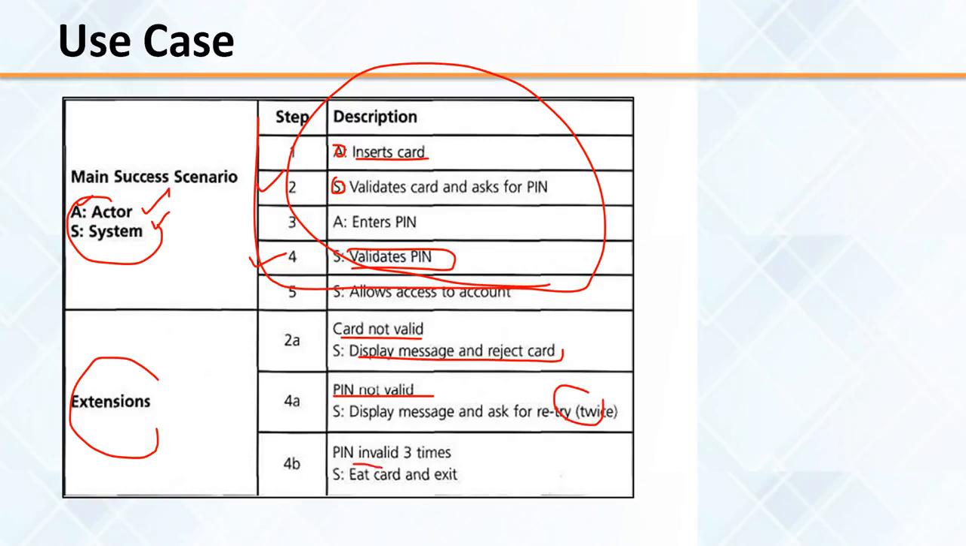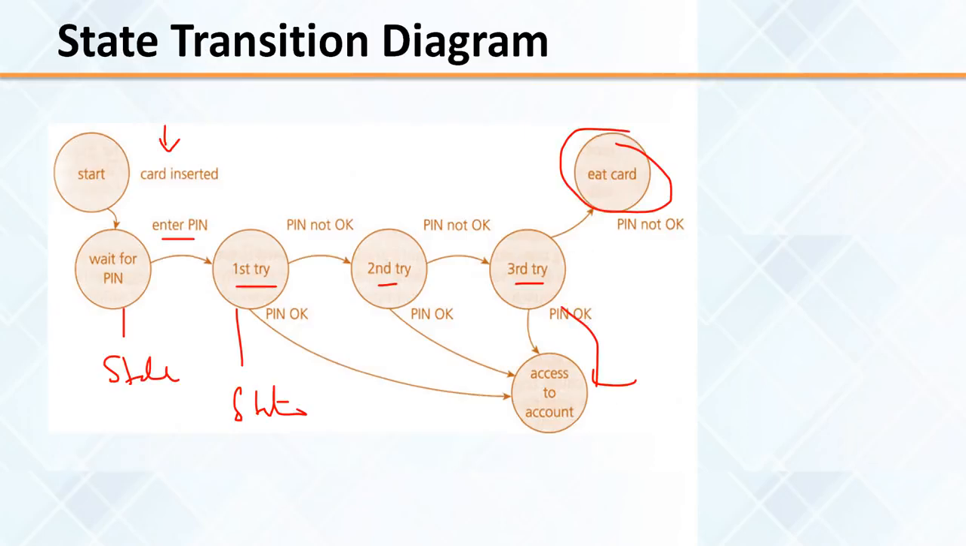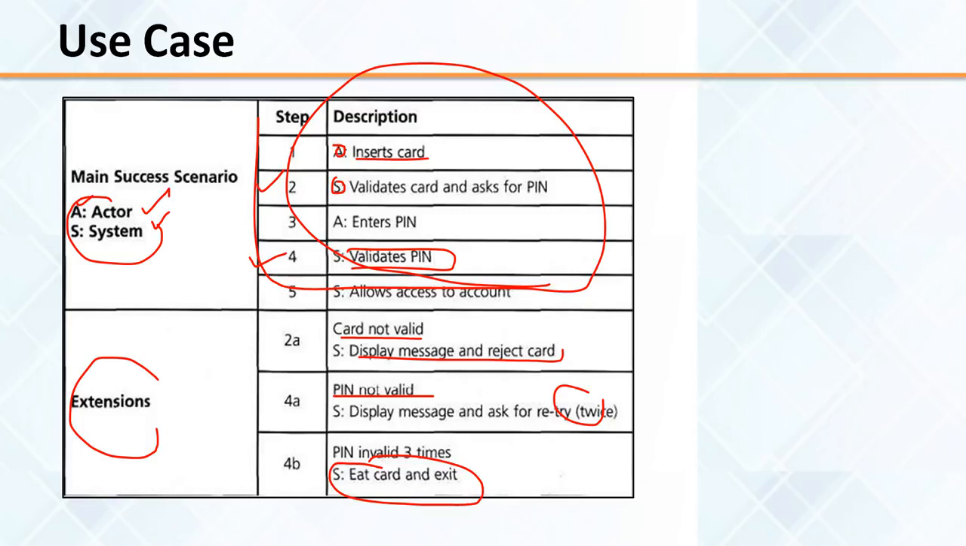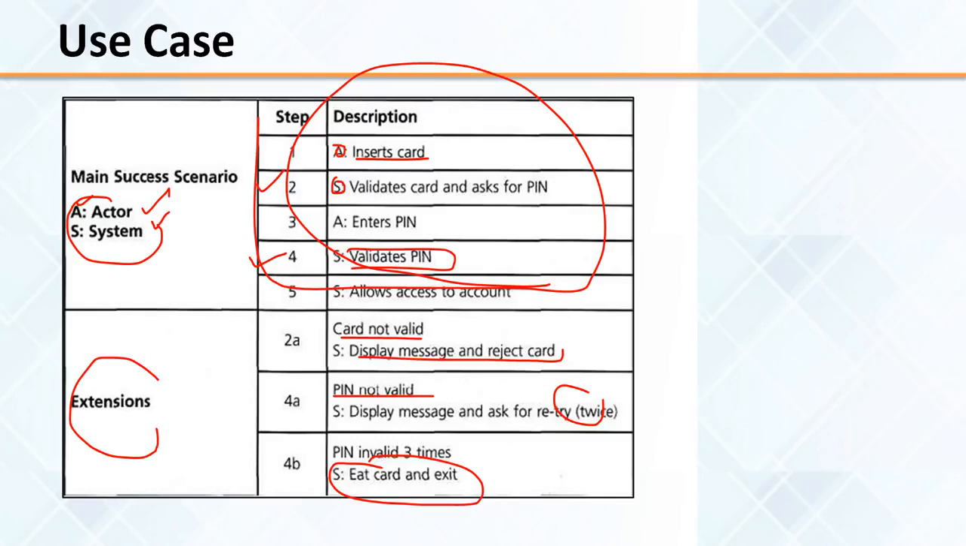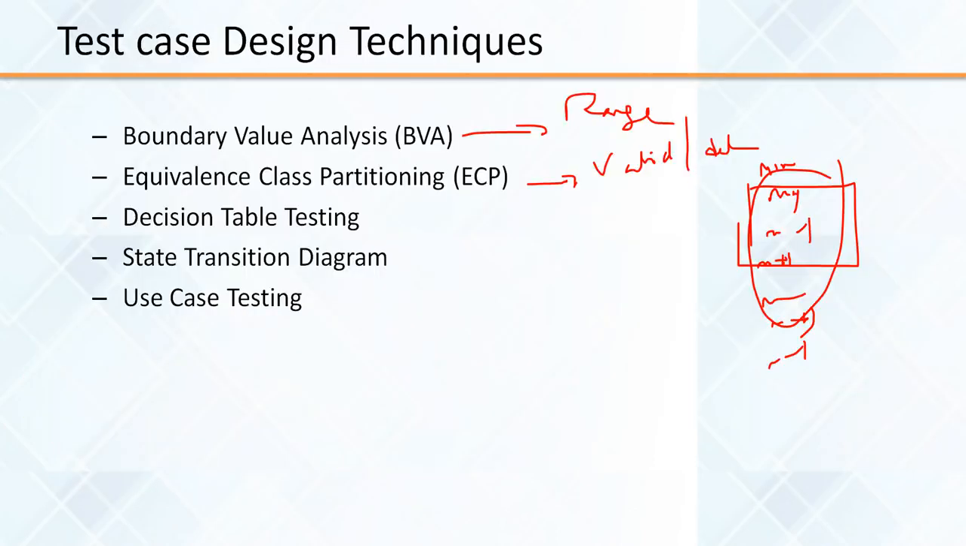So based upon the use case, we can prepare this state transition diagram, and also we can write our test case. So these are all inputs for us to understand the functionality a little bit better. Okay. So these are all called test case techniques. So what are the testing techniques we have? In interview, people will ask, what are the testing techniques we have? Boundary value analysis, equivalence class partitioning, decision table, state transition diagram, use case testing. Based upon the use case, we can prepare our test case. That is use case testing technique. So these are the 5 techniques we have for test designing.